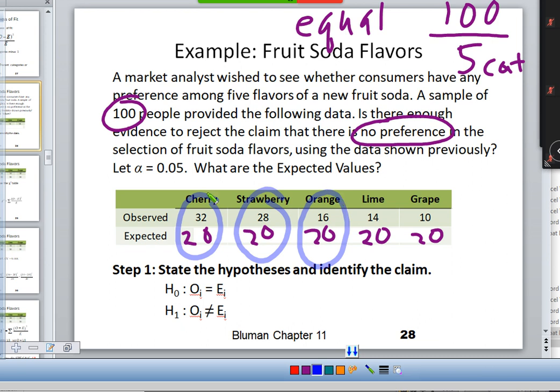So you can think of this as being 1, 2, 3, 4, and 5. So O sub 1 equals E sub 1, O sub 2 equals E sub 2, O sub 3 equals E sub 3. So it's just that, that is where that one comes from.